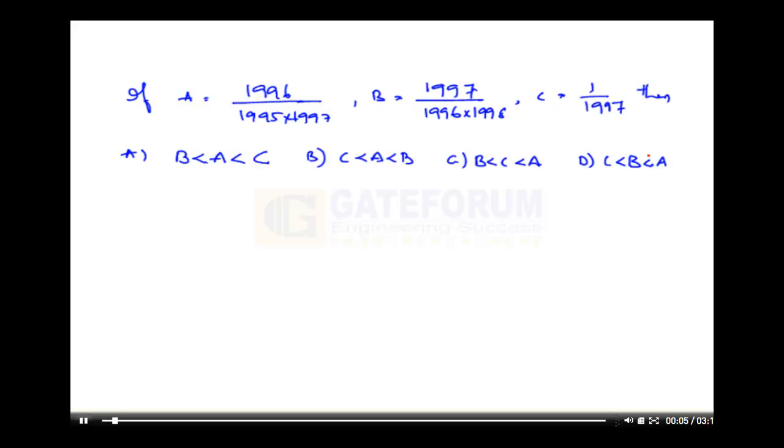A is 1996 by 1995 into 1997, and B is 1997 by 1996 into 1998, and C is 1 by 1997. Now we have to compare all these 3. Let us consider B by C. What is B already? 1997 by 1996 into 1998, and dividing by 1 by 1997, which results in 1997 whole square.